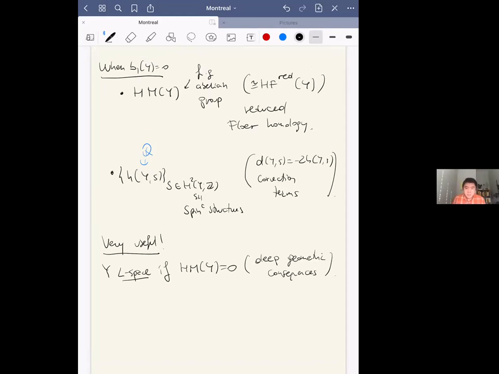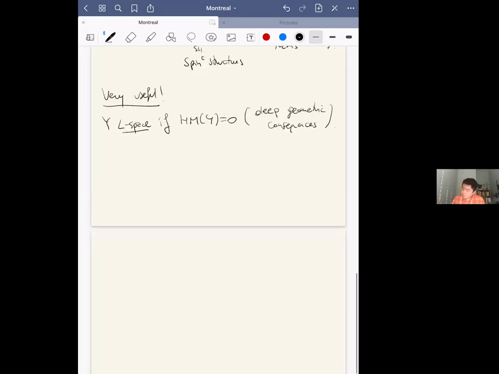Well, among other things, there are deep relations with the theory of foliations, and left orderability of the fundamental group. I guess Steve is in the audience, so I won't say more about it. But it's a very interesting question to understand which spaces, which rational homology spheres, have vanishing Floer homology.